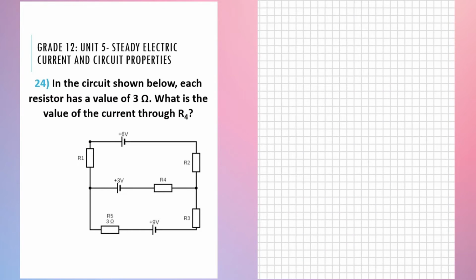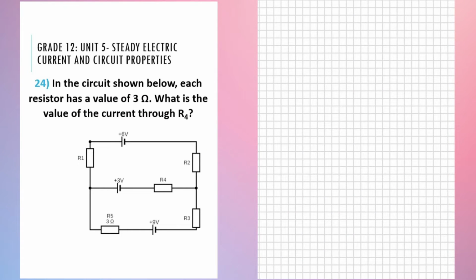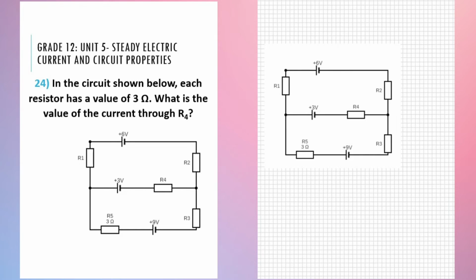Now, moving on to question number 24. In the circuit shown below, each resistor has a value of 3 ohms. What is the value of the current through R4? So I'm just going to bring out the circuit right here. This is the circuit in the question, and it's asking us to find the current through R4.